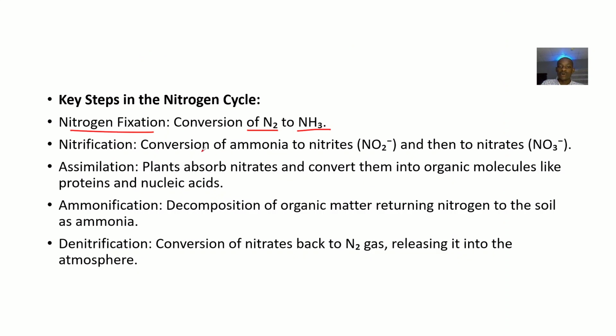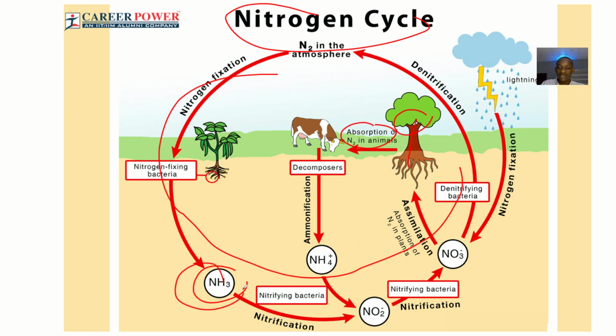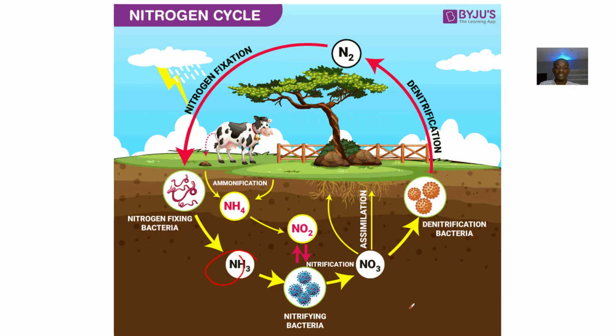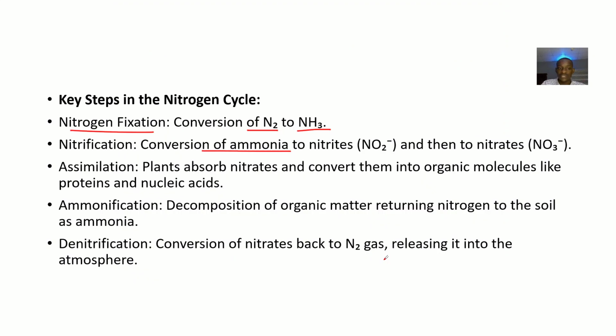So what's the next thing? Nitrification. Now, conversion of ammonia to nitrites, then to nitrates. I hope you are following. Ammonia is first converted to what? Nitrites. Then from nitrite to nitrates. That's nitrification. Then assimilation: the plants absorb the nitrates and convert them into organic molecules like proteins and nucleic acids. Then ammonification: that's the decomposition of organic matter, which returns nitrogen to the soil as ammonia.